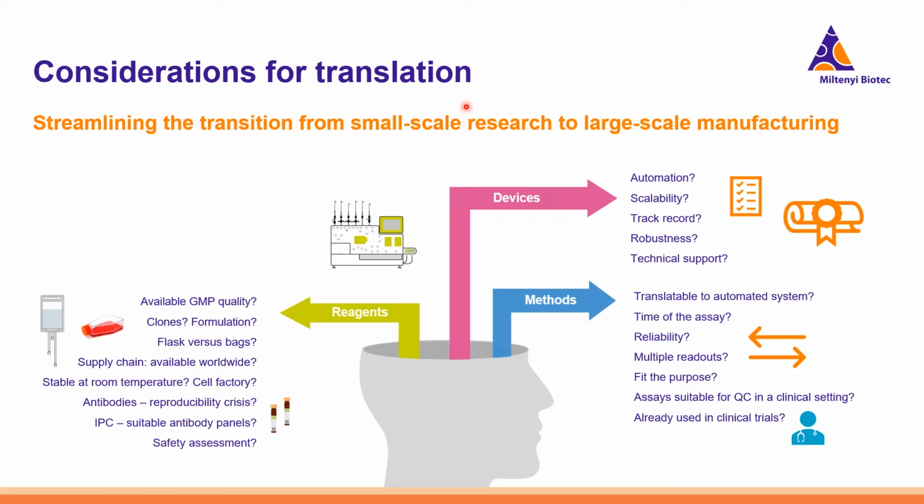So taking a look at the reagents, for example, here the questions should be, are my reagents available in GMP quality? Are these the same clones and formulation, or does this differ? And how does this influence my process? Also, in terms of their packing, in a large scale, is it then bags versus flasks in small scale? What about the supply chains?